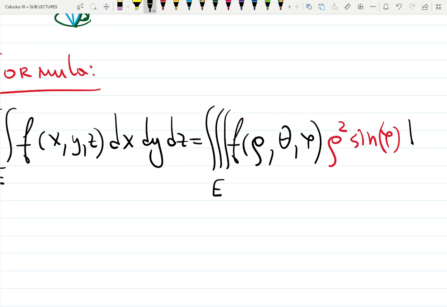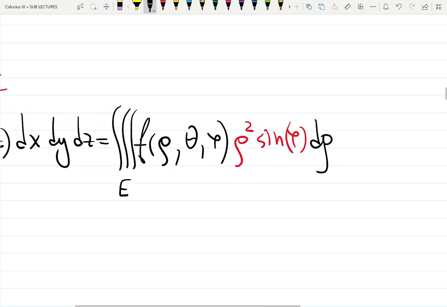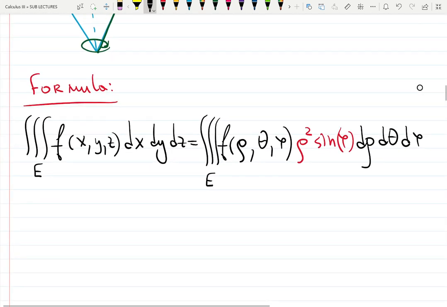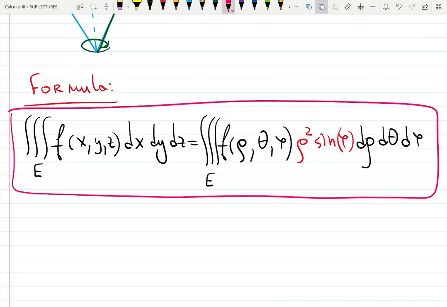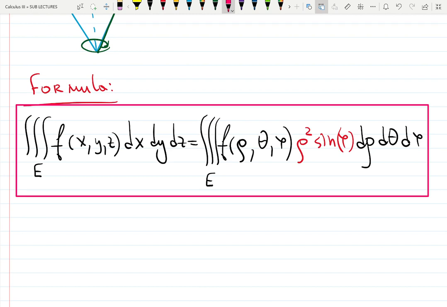And then d rho, d theta, d phi. Usually d theta goes at the end. You will see that in your homework, and you will have to memorize this. So that's the hard part of the spherical coordinates, that it has this formula stuck inside, but using it is easier than cylindrical and definitely better than Cartesian.